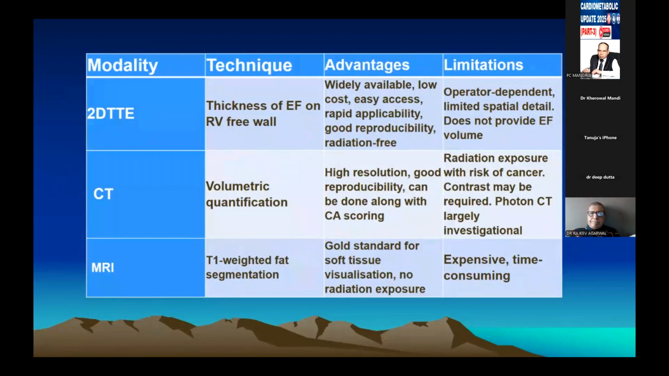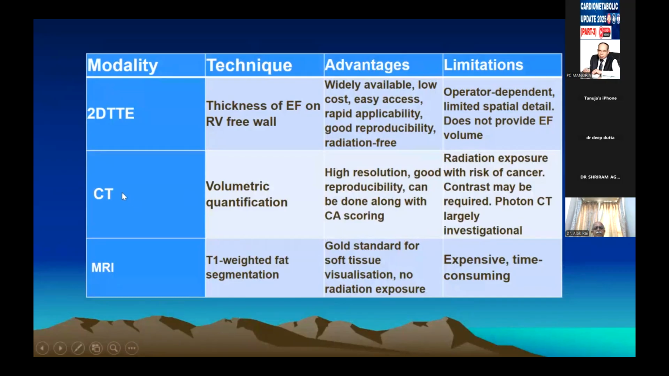Various non-invasive techniques have been used to assess it. One is two-dimensional echocardiography, which is actually widely available, low cost, easy access, rapid applicability, good reproducibility, and radiation-free. The limitation is it's operator dependent and does not provide epicardial fat volume. However, in the future, one may be using three-dimensional transthoracic echocardiography to assess epicardial fat volume.